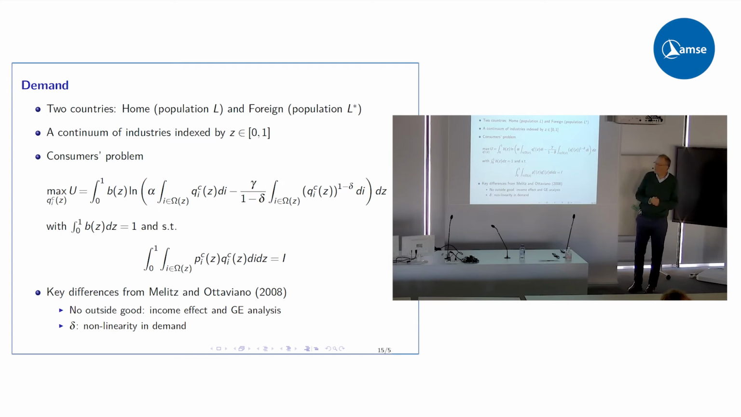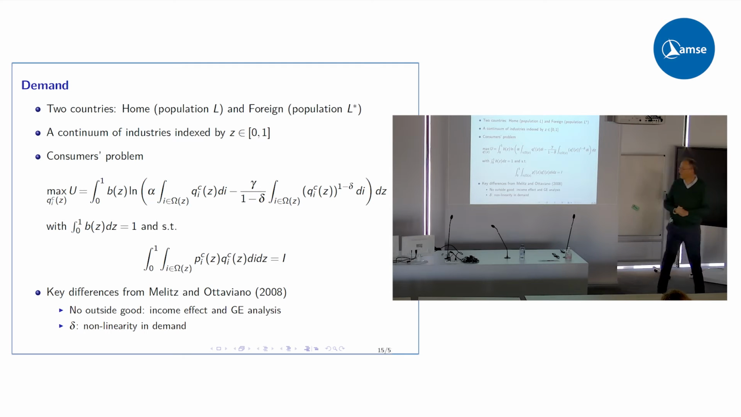So it is what is capturing love of variety. You like to consume a lot of varieties, or product differentiation. You want to consume different varieties because you perceive them as quite different.